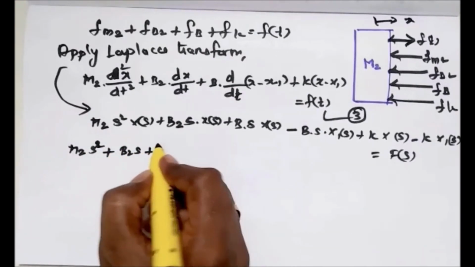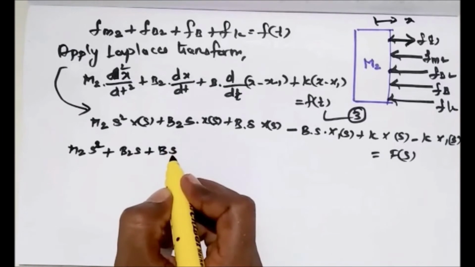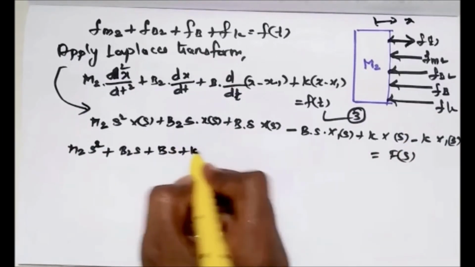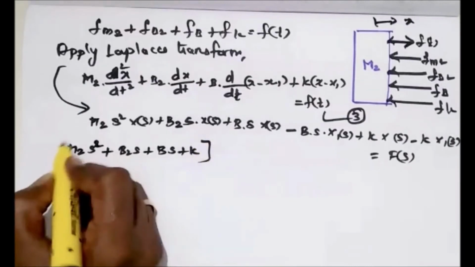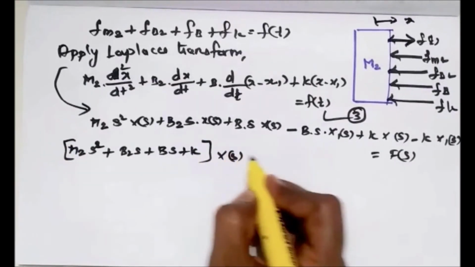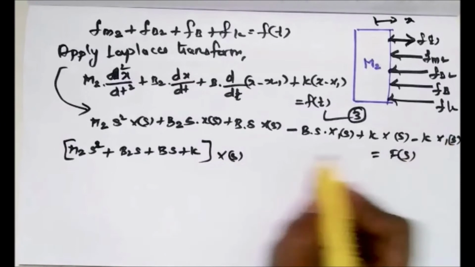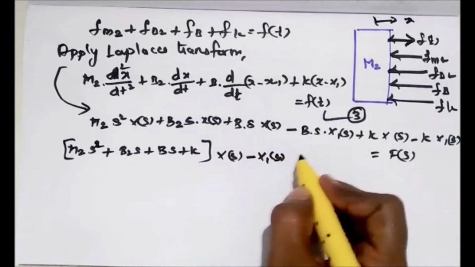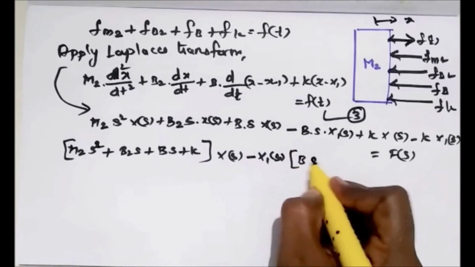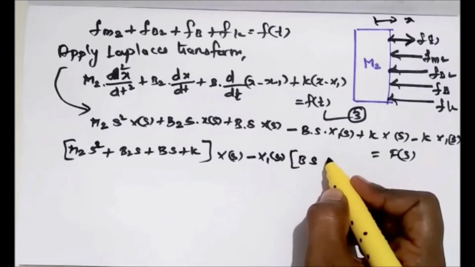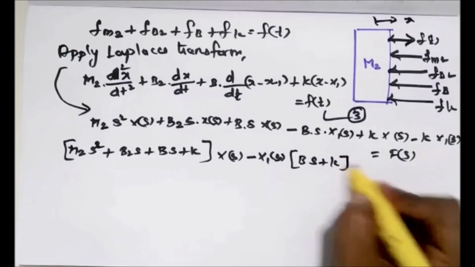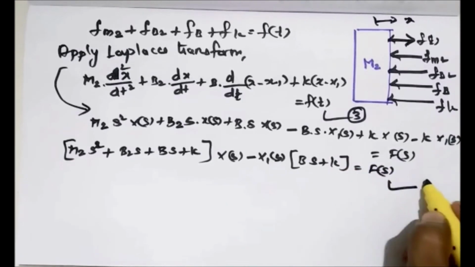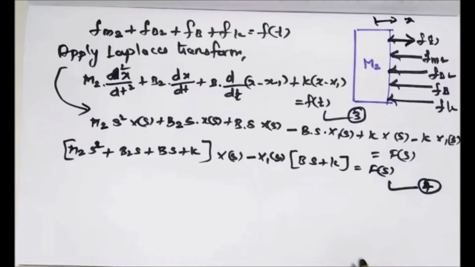Therefore m2 s square plus b2 s plus b s, after that the x of s term is here, plus k into x of s. This term and this term are having x1 of s, so we can take minus x1 of s outside. So within the bracket b s plus k equal to f of s. So now we can consider this as equation number 4.